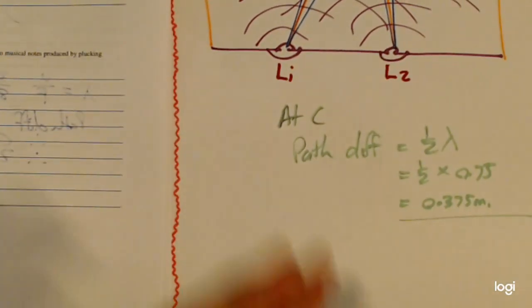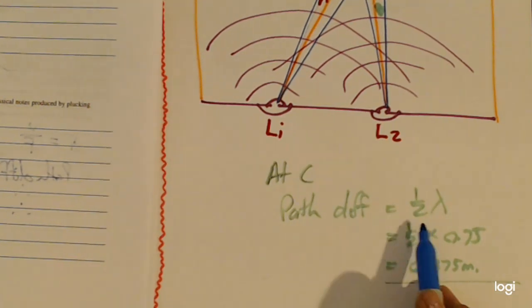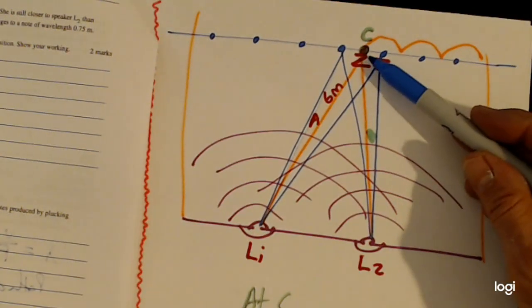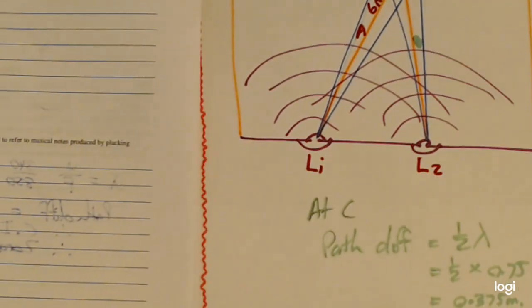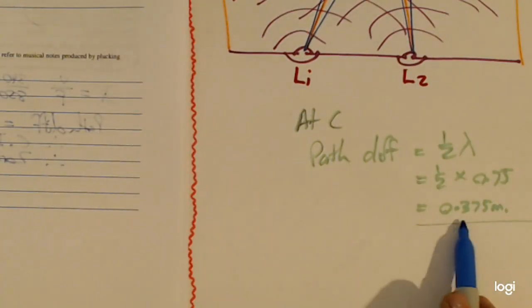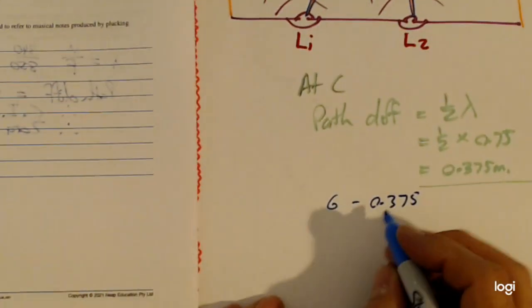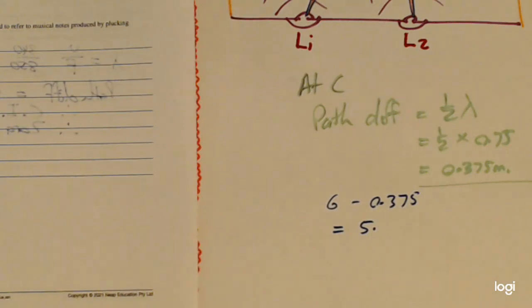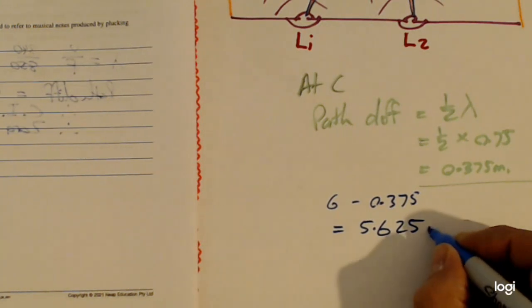That would be what I would do. They said give one possible value. Don't worry about getting a difficult one. Just get the easiest one. If the path difference is half a wavelength, it's going to be destructive interference. And because she is hearing almost nothing, she is in a position of destructive interference. So a possible value for B is 6 minus 0.375. Which is, what is that? That is 5.625, I think. Yes, it is. Meters. All right.